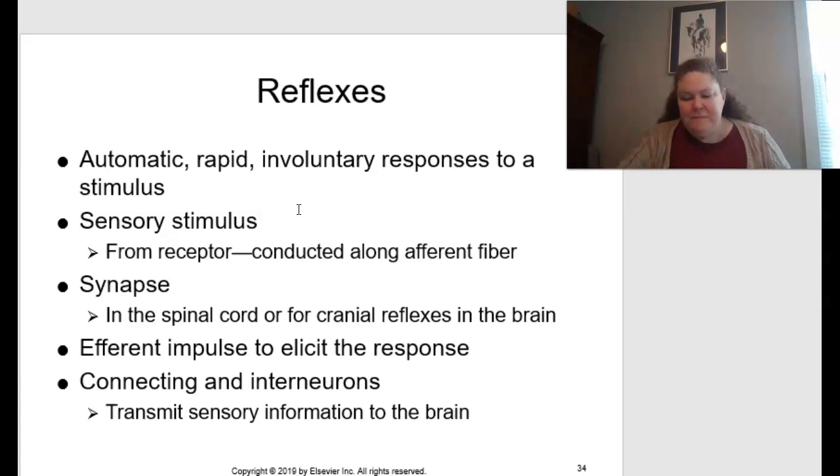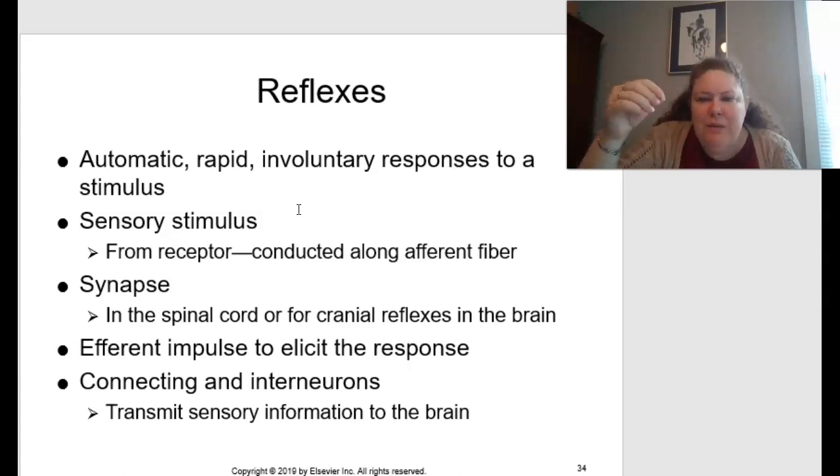So what are reflexes? Reflexes start on 333 and go to 334. These are automatic, rapid, involuntary responses to a stimulus. We have a sensory stimulus, and this is from the receptor, and then it's going to be conducted along the afferent fiber. Then it hits the synapse, and this is in the spinal cord or the cranial reflexes in the brain. And then it starts an efferent impulse to elicit the response. So this is going to be connecting the interneurons, right? So that we can basically take a signal and shoot it through the body to get a response. And this is going to transmit sensory information to the brain.